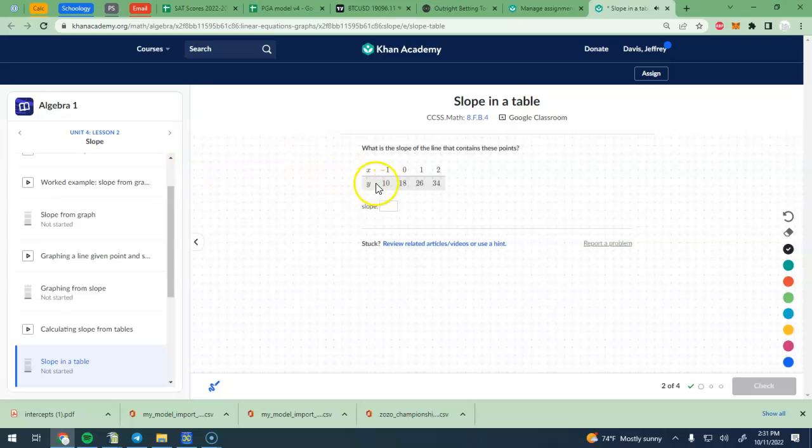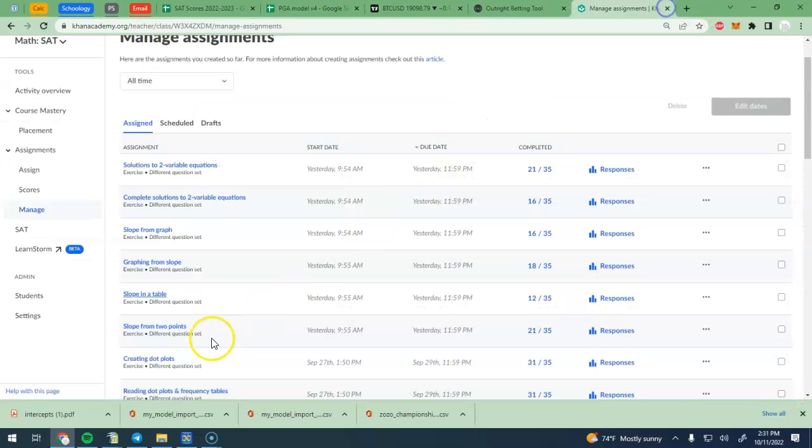Same idea here, so again, I'll do this the other way. Subtract the second y value minus the first one, will give you 8. The second x value minus the first one, will give you 1. 8 divided by 1 is 8.